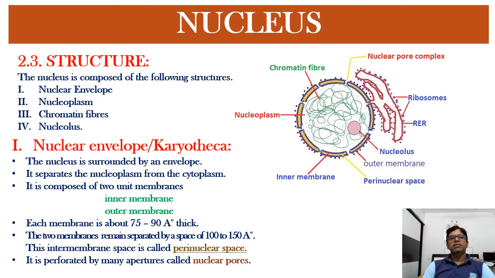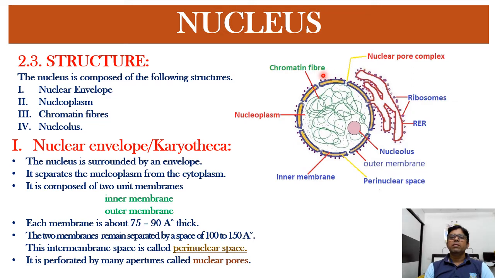Let us discuss the structure of the nucleus. The nucleus is composed of 4 main parts, namely nuclear envelope, nucleoplasm, chromatin fibers, and nucleolus. Number 1 is the nuclear envelope or karyotheca. Second, nucleoplasm or karyolymph, then chromatin fibers or chromatin network, and the nucleolus. Here you can see these 4 parts in the picture very clearly.